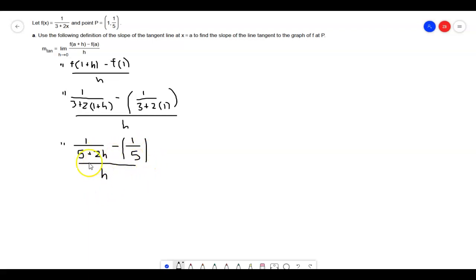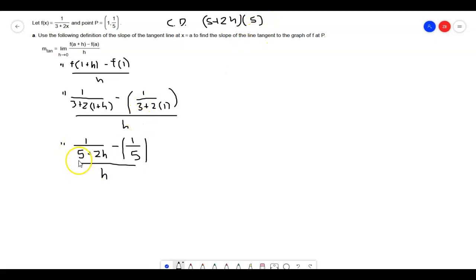Now, in order to find a common denominator, remember that when we're dealing with denominators that have different variables, usually we just multiply them together. So the common denominator is going to be the first denominator, 5 plus 2h, times the second denominator, 5.